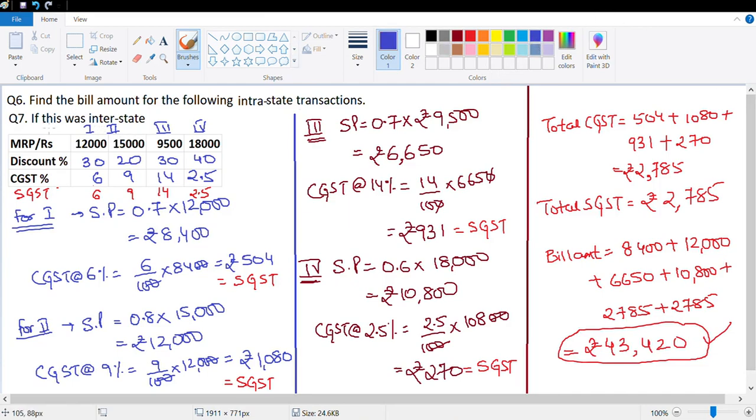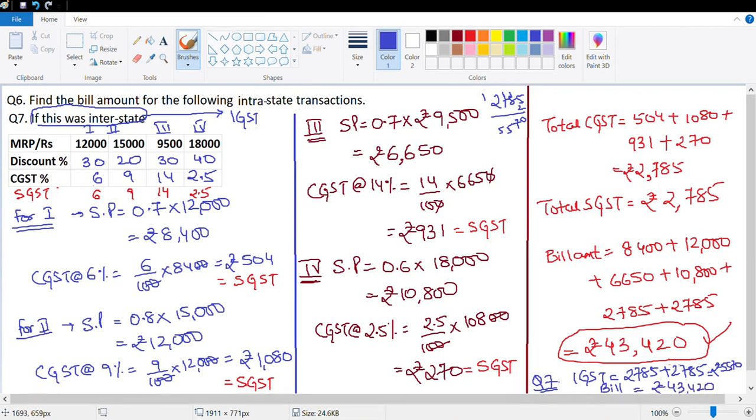Next part of the question, if this was interstate, then we have the concept of only IGST. So for question 7, IGST will be equal to 2785 plus 2785. And how much is 2785 into 2? That's 5570. This is equal to rupees 5570, and the bill amount still remains the same, which is rupees 43,420.